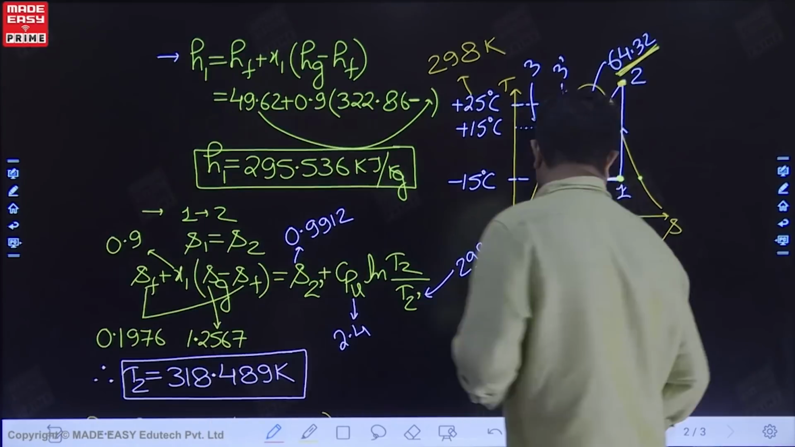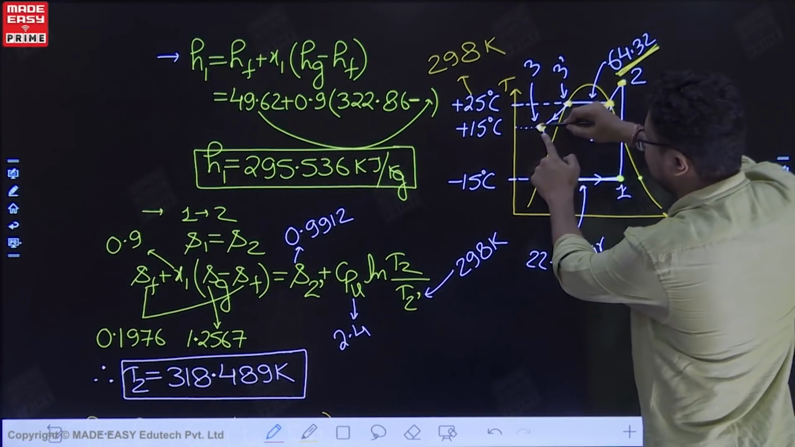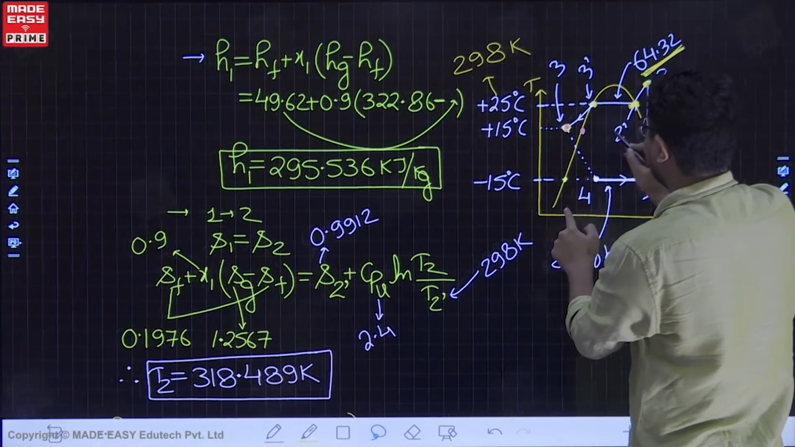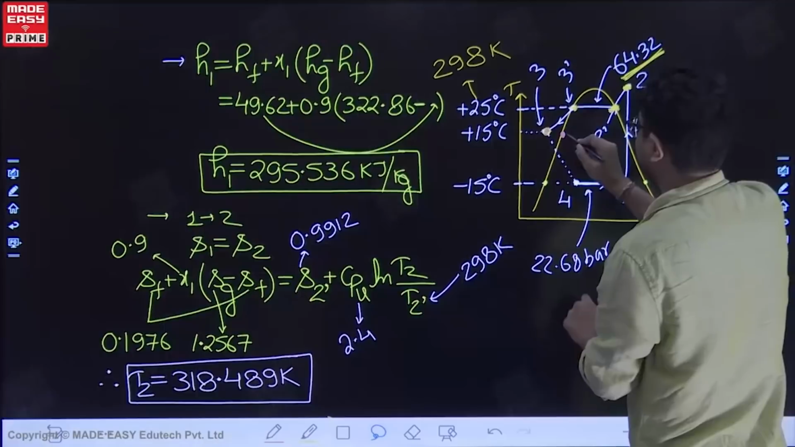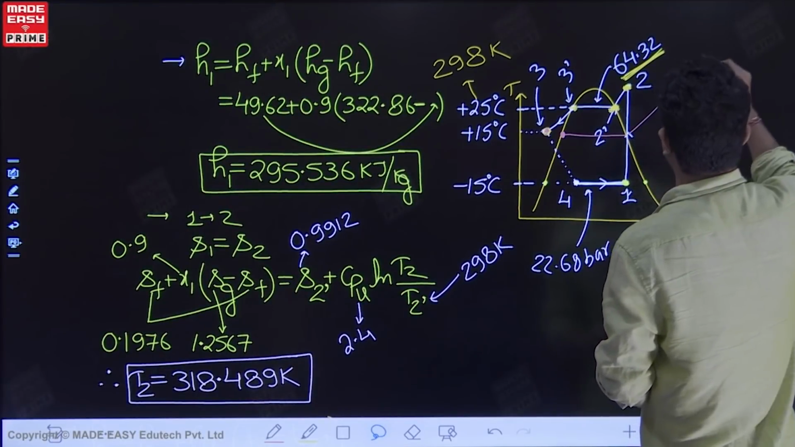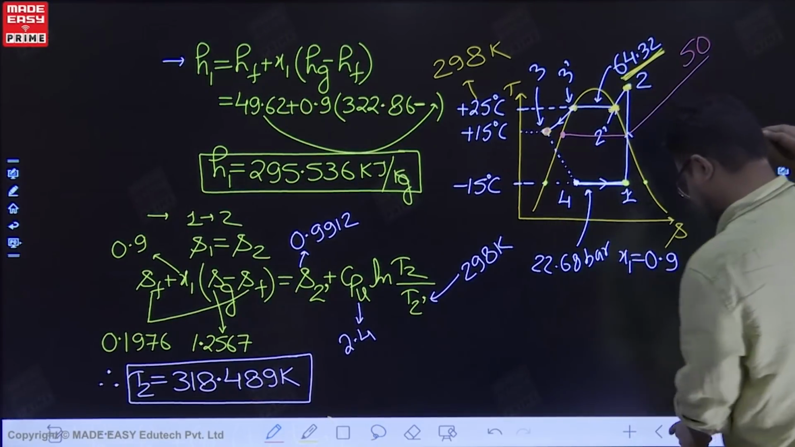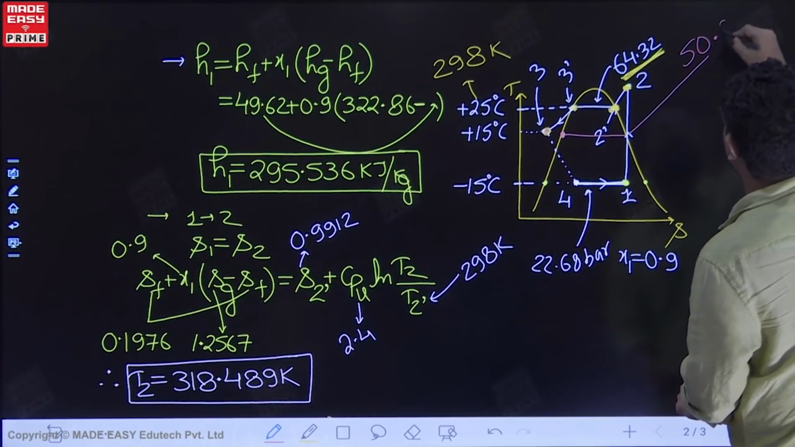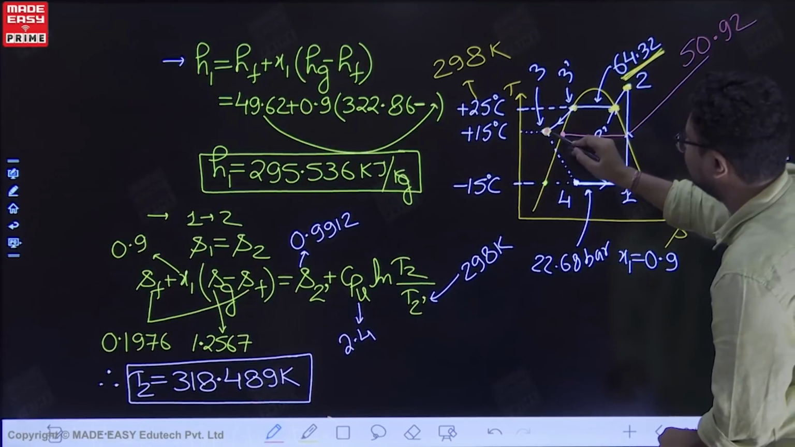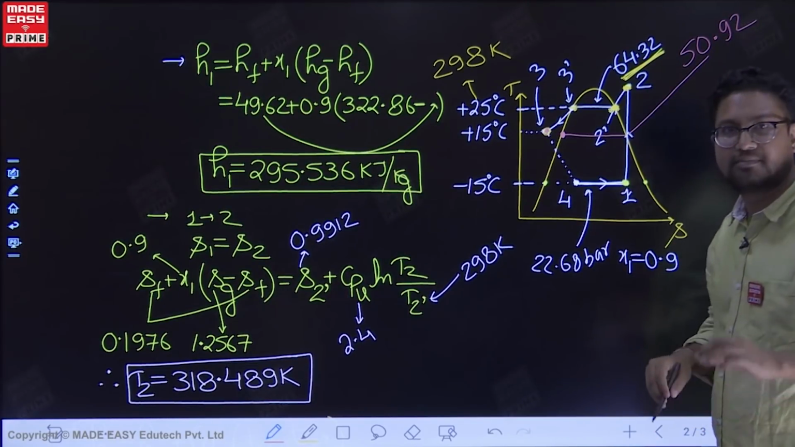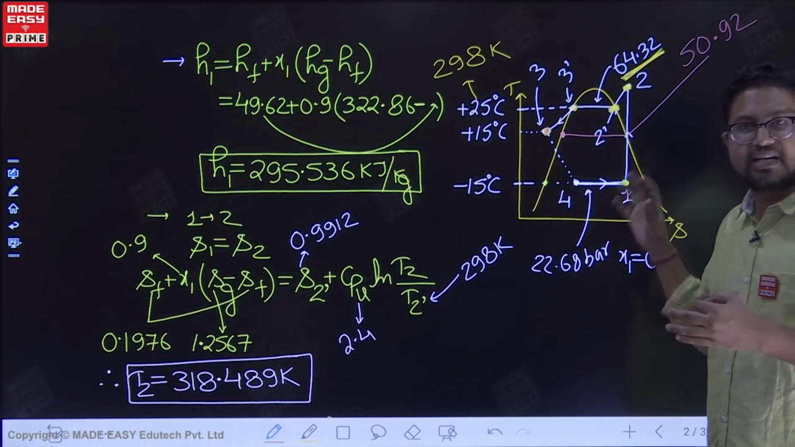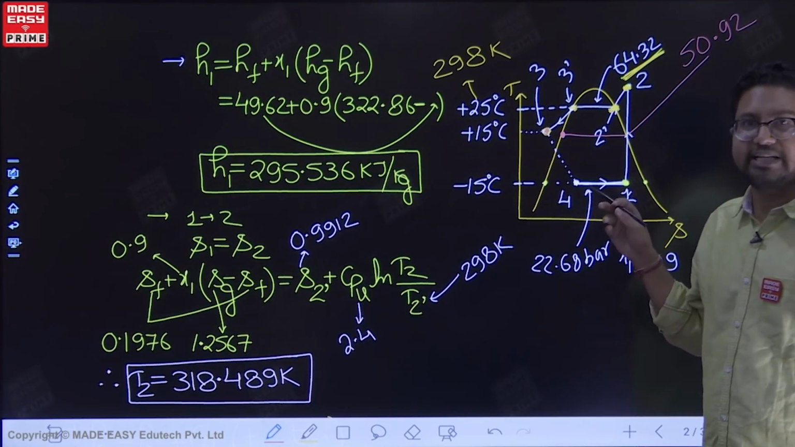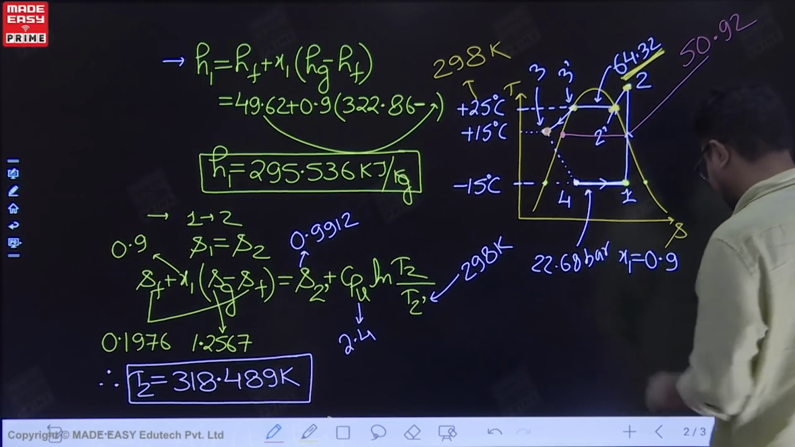So what am I doing? I needed this 15 degrees Celsius, so I know this value at another pressure, which is 50 point something. The value is 50.92. So I am using this value for this. Got my point? This is why I have selected this question: when a question is given to you, this point can bother you somewhere. So H3 is known to us now.